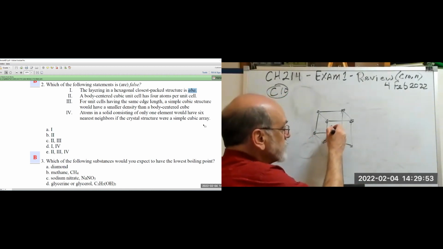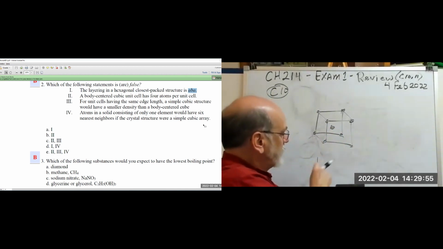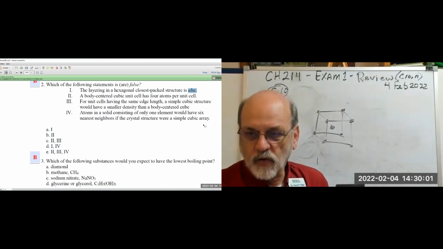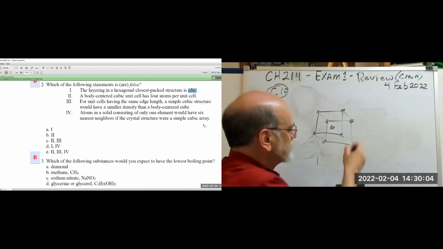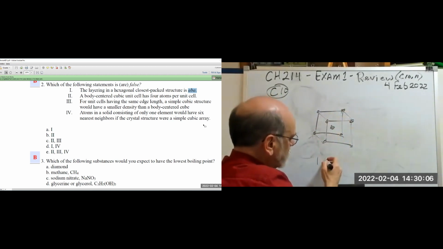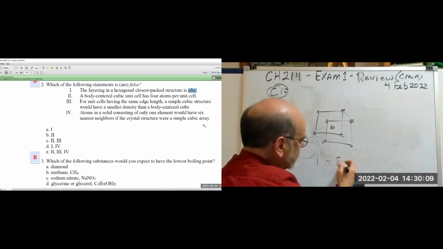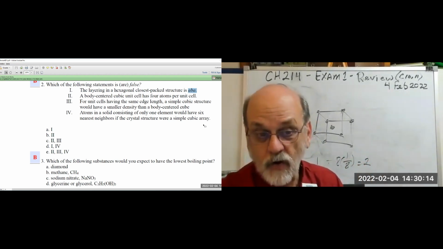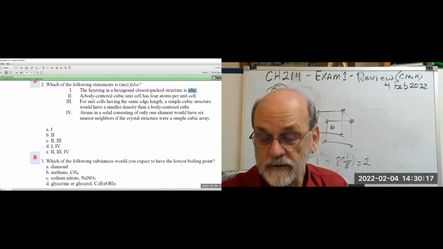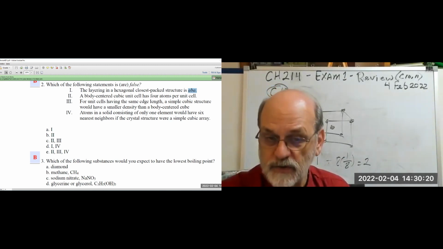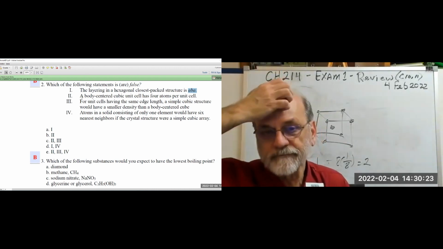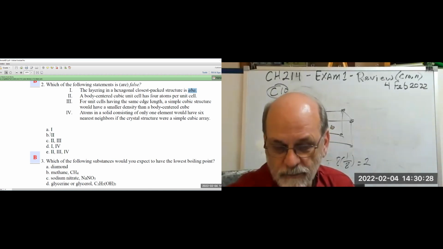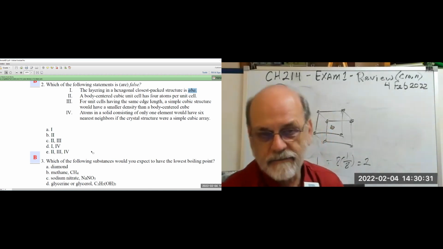Well, this one belongs to the unit cell, so that's 1. How many of each one of these belong? 1/8 of the corners belong to that cell. So we got 1, 2, 3, 4, 5, 6, 7, 8, plus 8 times 1/8 equals 2. So the number 2, this one's false. It's not 4 atoms per unit cell. It's only 2 for a body-centered cube. Okay, so we know that one's false. So it's either B, C, or E.